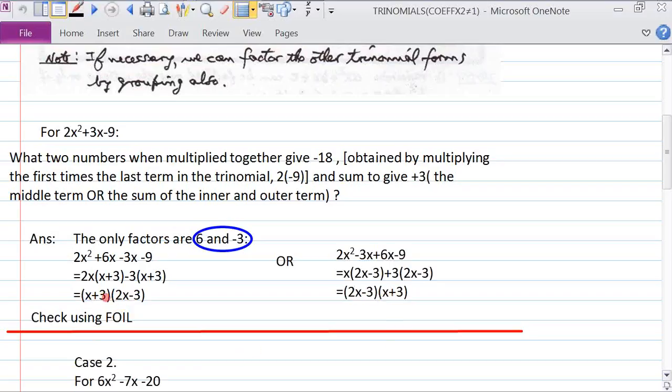And if you use the FOIL method, minus 3x is the outer term, plus 6x is the inner term. We add those together, we get plus 3x.